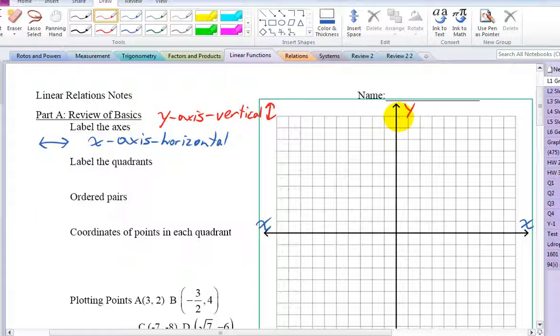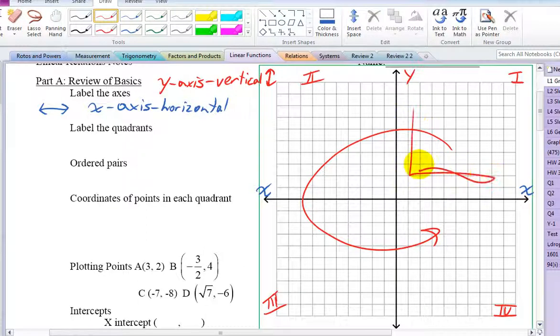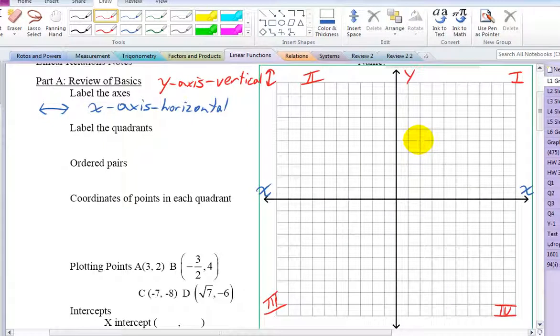So then we have our quadrants. We have quadrant 1, which is the top right. Quadrant 2, top left. And the bottom left, we have quadrant 3. So it's counterclockwise. And quadrant 4, bottom right. Okay, so we're going counterclockwise when we're labeling, starting in what we usually use for our science type graphs, the first quadrant.